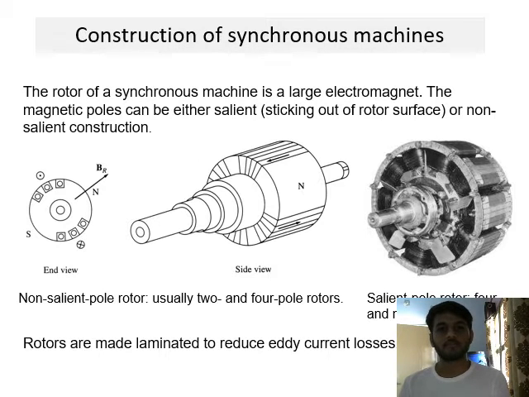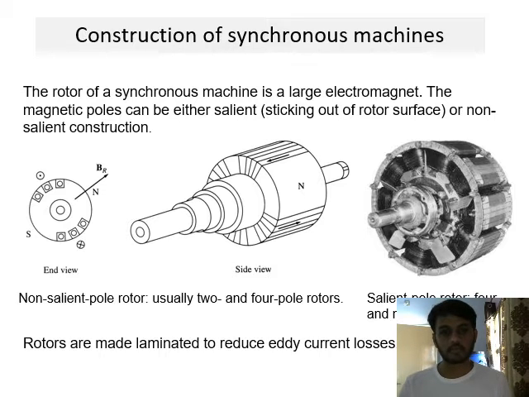Then the construction of the synchronous machine. So how is the synchronous machine basically formed or constructed? The rotor of a synchronous machine is a large electromagnet. The magnetic poles can be either salient, which means they stick out of the rotor surface, or non-salient type.